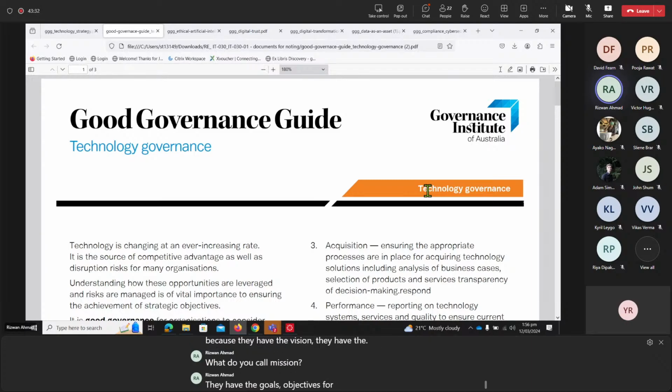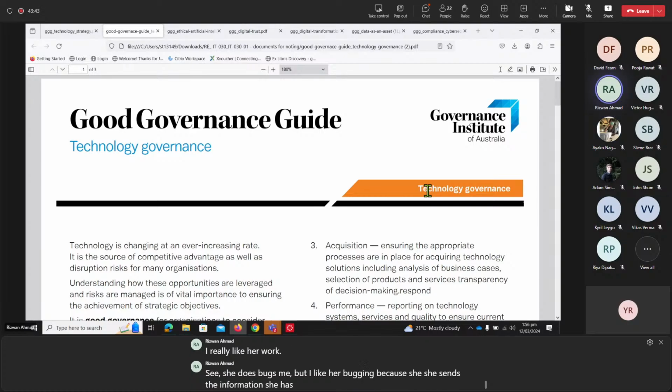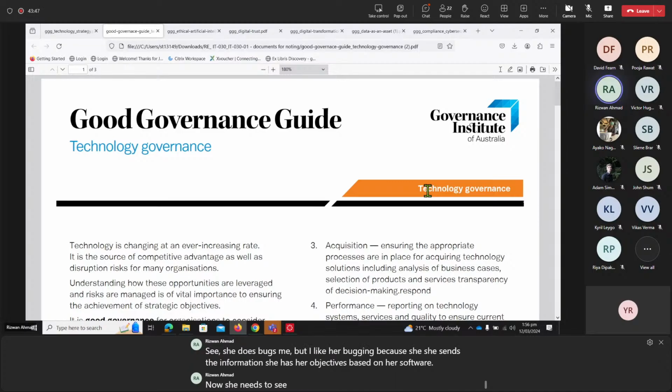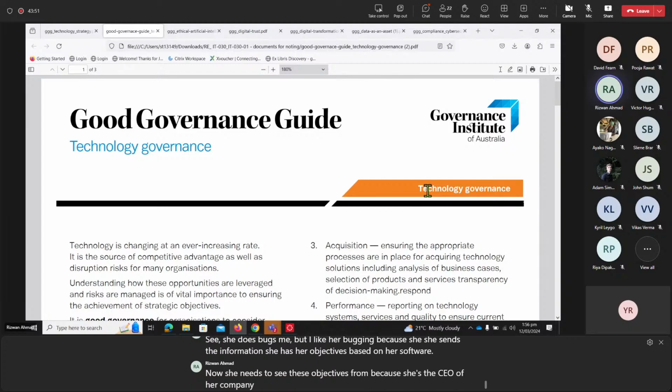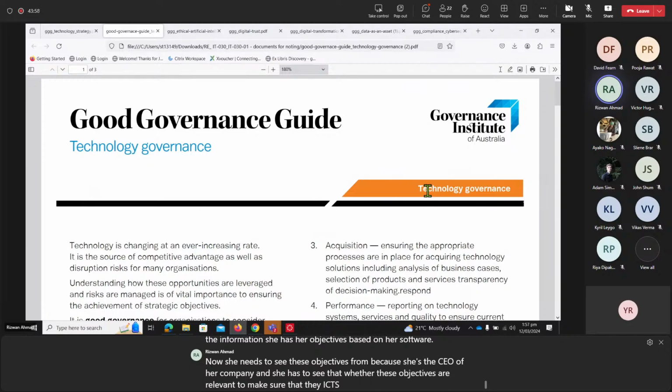For example, Ayako, I really like her work. She does bug me, but I like her bugging because she sends the information. She has her objectives based on her software. Now she needs to see these objectives, because she's the CEO of her company, and she has to see whether these objectives are relevant to make sure that the IT is controlled or not.